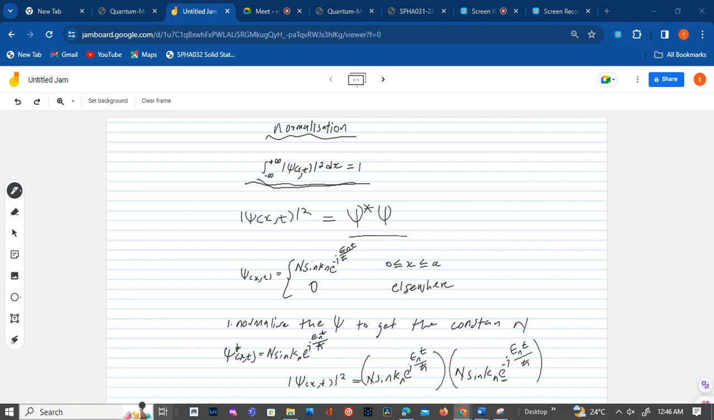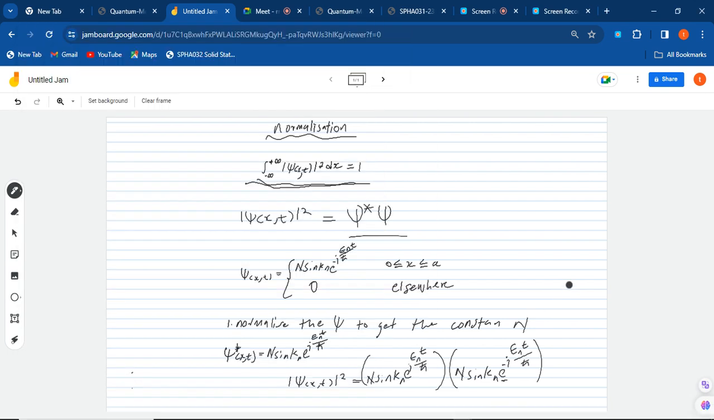The final answer in here will be given by, or the value for this is going to be n squared, n times n, right? And then sine squared kn, sine squared kn. That's your wave function x, t squared, right?